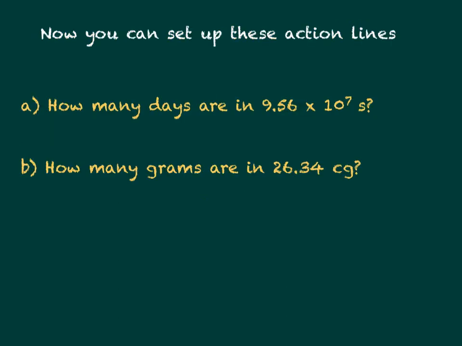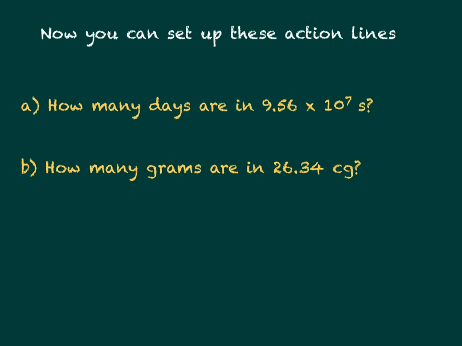And finally, I got a couple problems that I'd like you to set up the action lines and calculate them out. How many days are there in 9.56 times 10 to the 7th seconds? Look at the last screen, go back to that, and you're kind of doing the opposite. You're going from seconds back to days. And then put the answer in the correct scientific notation and sig figs. And how many grams are there in 26.34 centigrams?